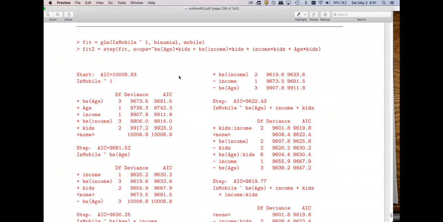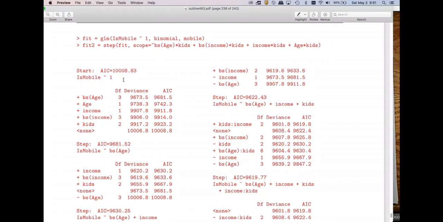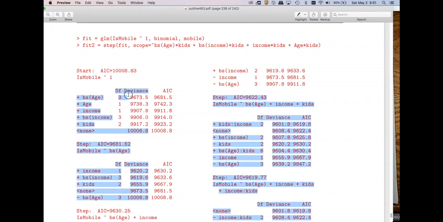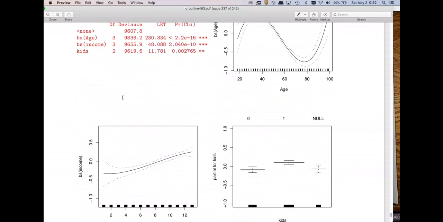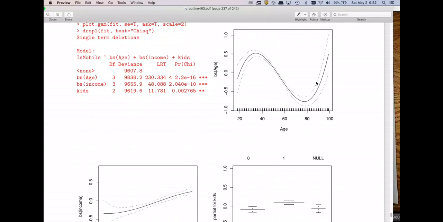And so let's just trace through what happens. What happens is the most important term is having a B-spline around age. So we're going to start by bringing in 3 degrees of freedom, basically to capture this sinusoidal effect.